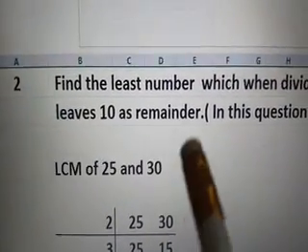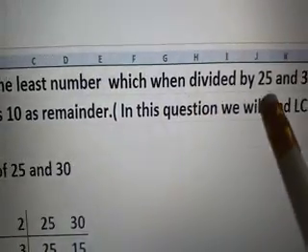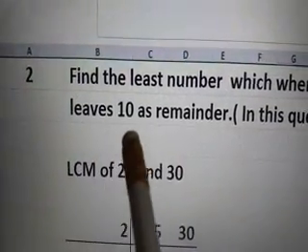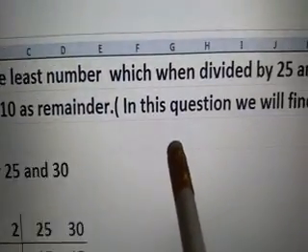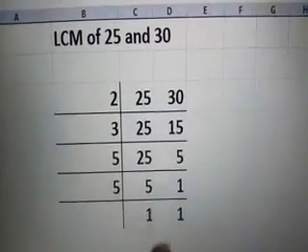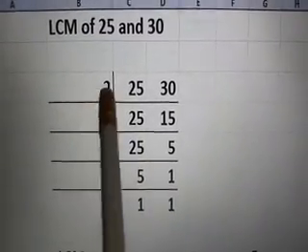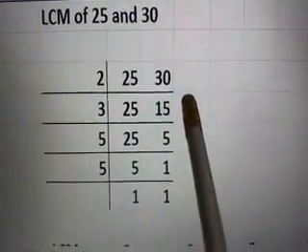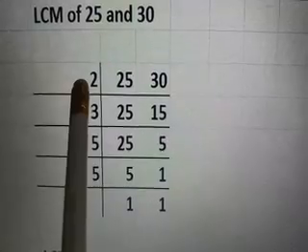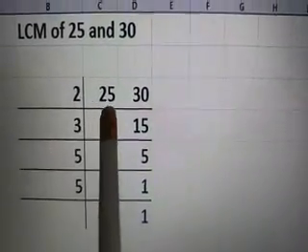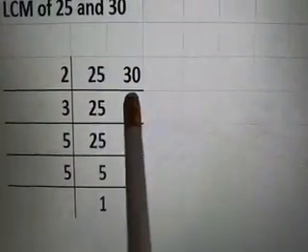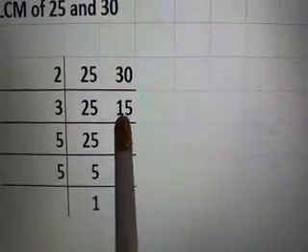Second question is: find the least number which when divided by 25 and 30 leaves 10 as remainder. In this question we will find LCM. For finding LCM we have to find the prime factors of 25 and 30. 30 is an even number, can be divided by 2, so we'll take 2 as prime factor here. 25 is an odd number, cannot be divided by 2, we'll bring it down as it is. 30 divided by 2 is 15.